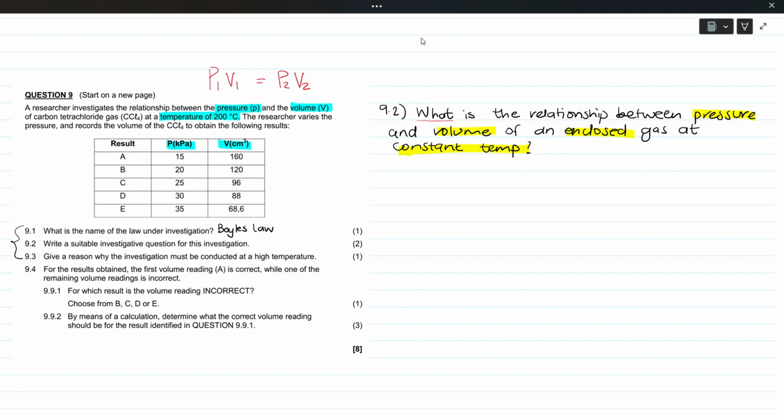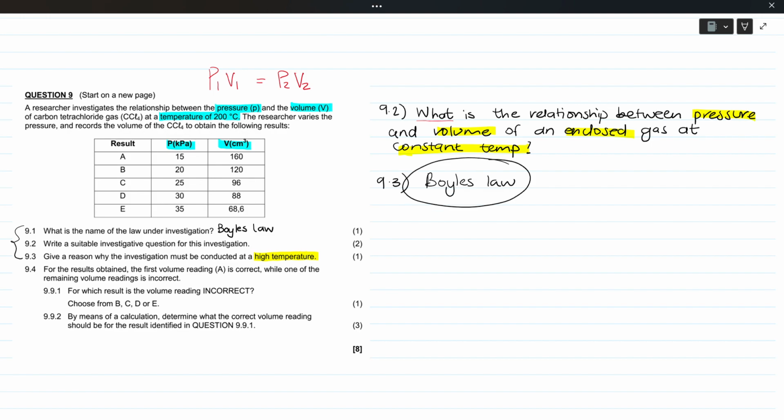Okay, 9.3 is to give a reason why the investigation must be conducted at a high temperature. Okay, so this one requires a little bit of thinking outside of the box of what is actually going on here. So let's look at the theory we've been doing previously as well. We are running an investigation where we've got gas, we've got pressure, and we've got volume, and we are basically looking at the relationship between the two of these. We're looking at Boyle's law.